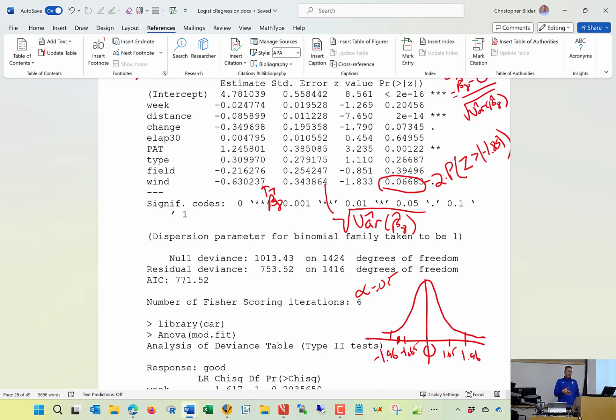So we're looking for low p-values. So distance is important. And I'm sorry, what was the other ones? PAT. Any other ones that might be marginally important? Well, wind and change. Okay.